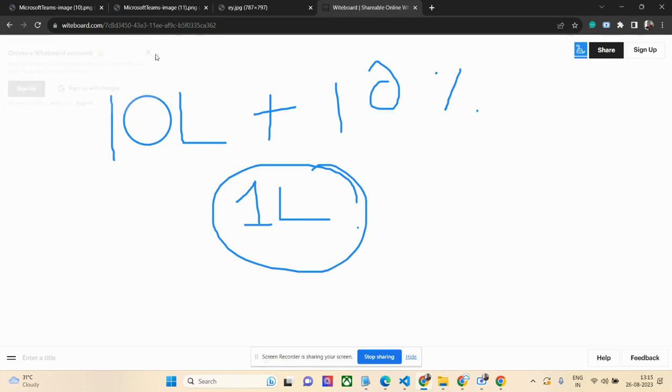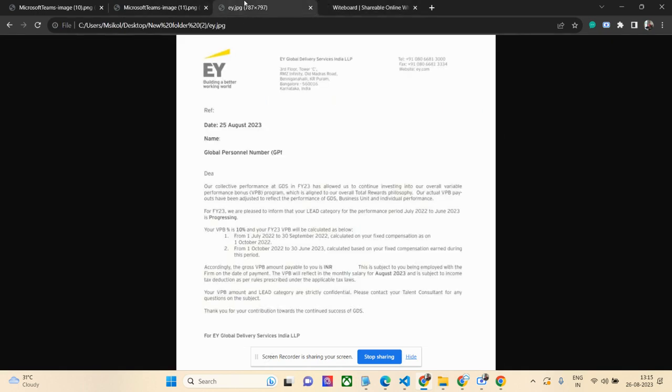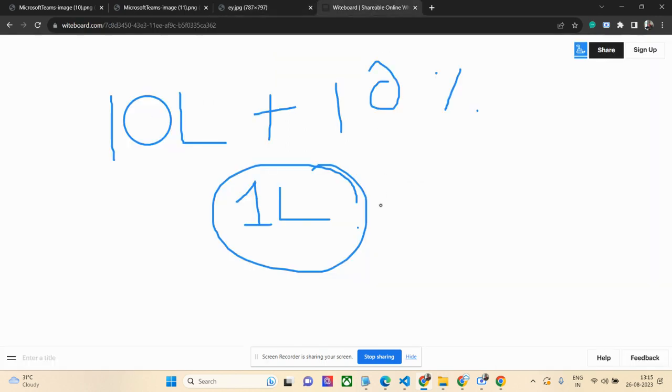And if you are staying the entire year, see this is the criteria they have mentioned, it is calculated from 1st July to the fixed component on 1st October. So if you are there between this period, you will get 100% variable pay. Otherwise, suppose if you are staying say 6 months, you will get 50,000 for that.